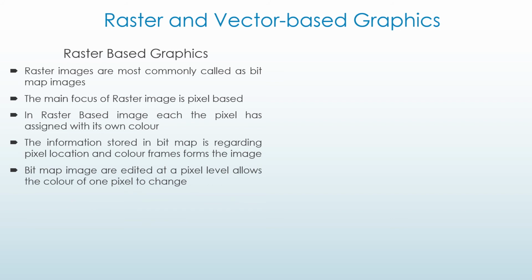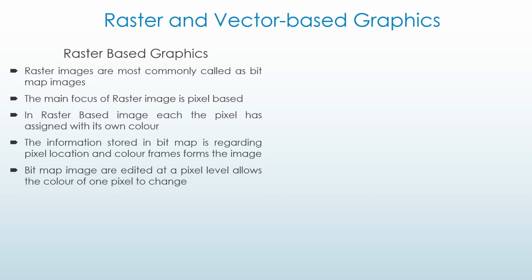Bitmap images are edited at a pixel level, which allows us to color one pixel at a time. It helps us change only one pixel. So based on that itself, I need to move on to the others. I can't directly select the whole image and change it.